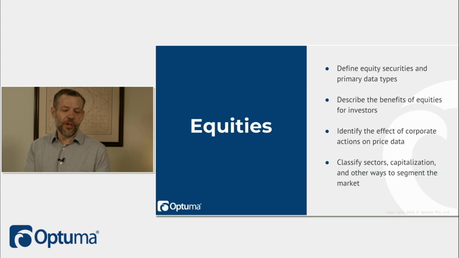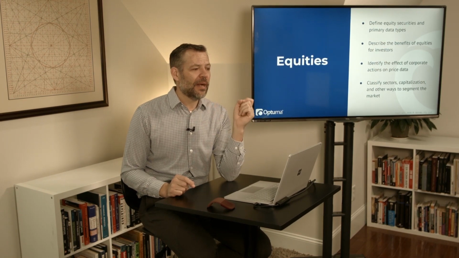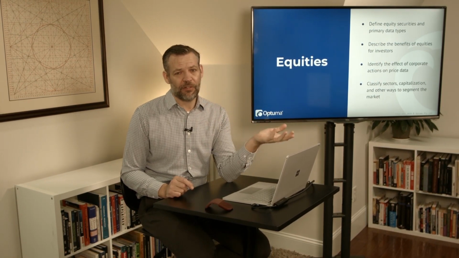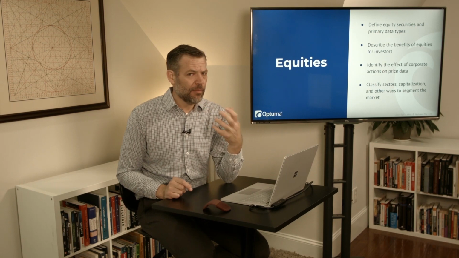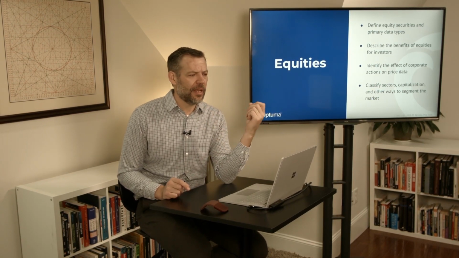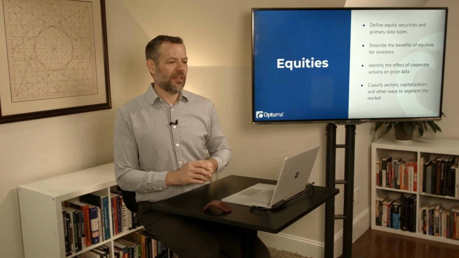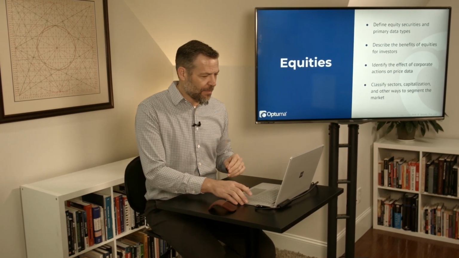All right, so what we're going to do is just go straight into equities on this one. So, the learning objectives with this: we want to define equities, securities, and the primary data types. We're going to look at describing the benefits of equities for investors and identify the effect of corporate actions and what that does to data and more particularly what that does to our technical analysis. Classify sectors, capitalization, and other ways to segment the market.